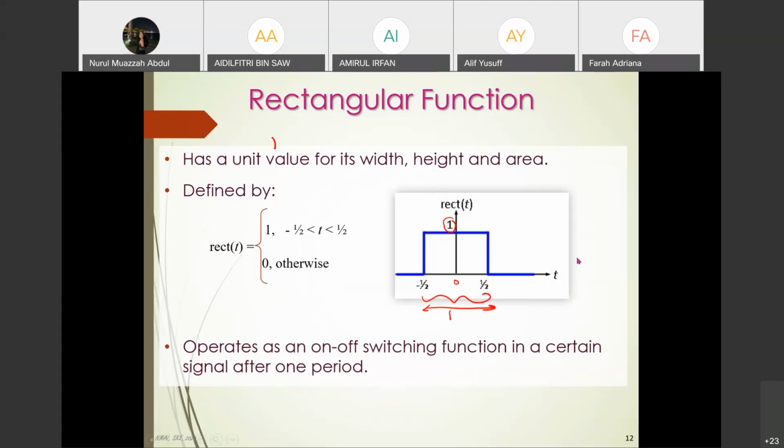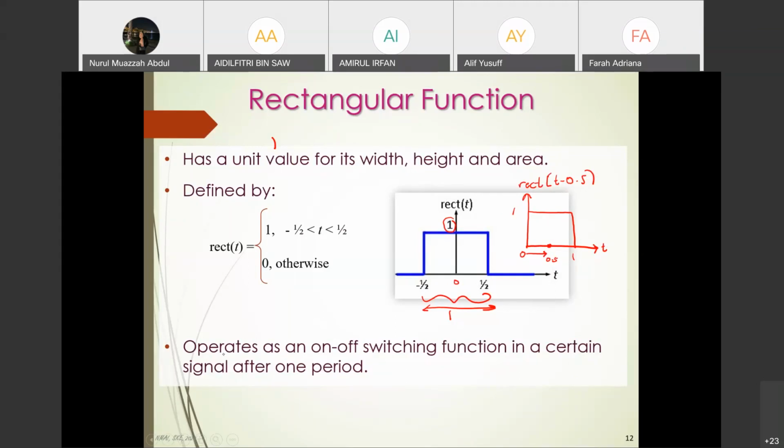If you find another rectangle, for example this form, it starts from 0 and 1. It means that this rectangle function has been shifted by how much? Look here, this is the middle of the rectangle. The original form should be at 0, so this one is at 0.5. So it has been shifted by 0.5. So for this example, this is actually rect(t minus 0.5), because it has been shifted by 0.5. That's why I said you have to remember the original form of rect(t).